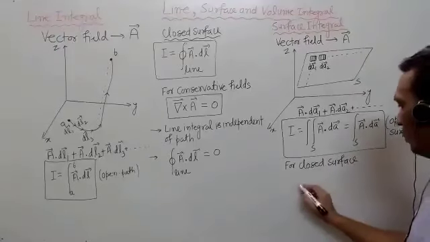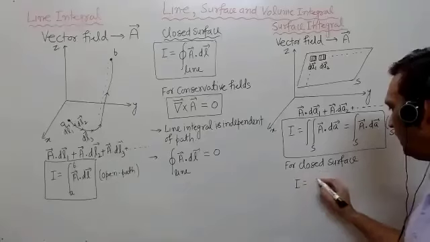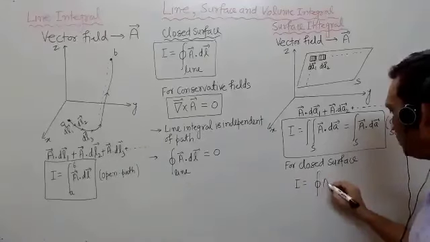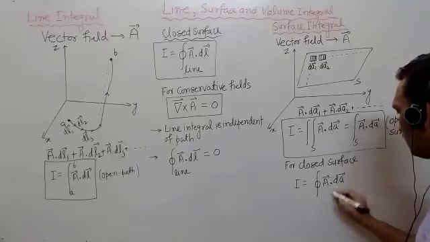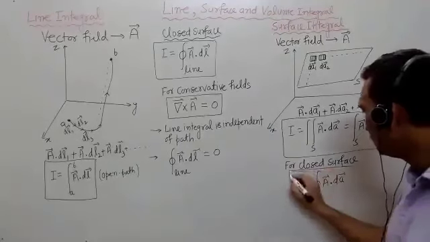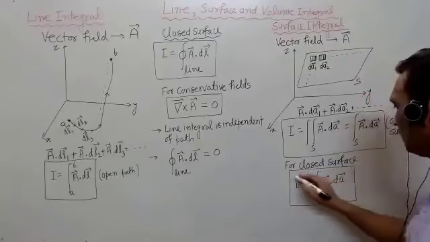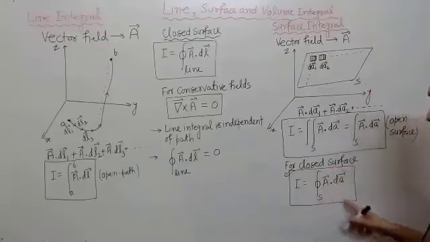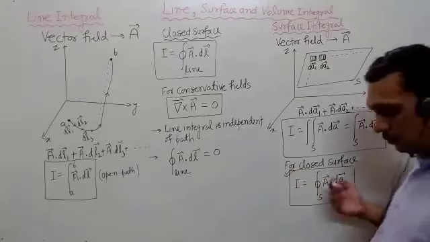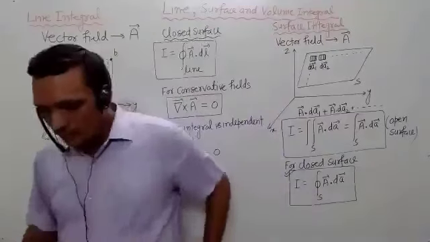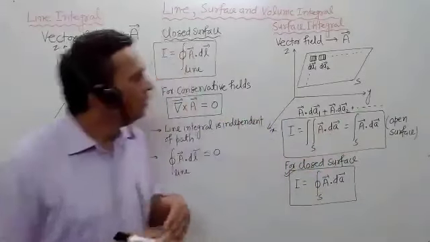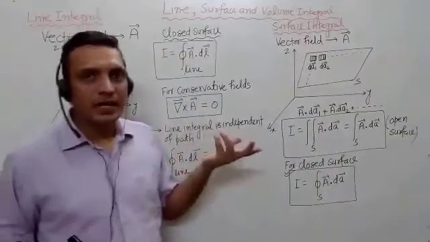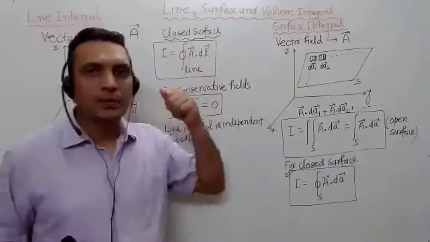when the surface is closed, this integral is represented by closed A dot dA. This represents the closed surface integral. So you can define it on an open surface as well as a closed surface. So what do these integrals represent? You will see what the line integral represents.